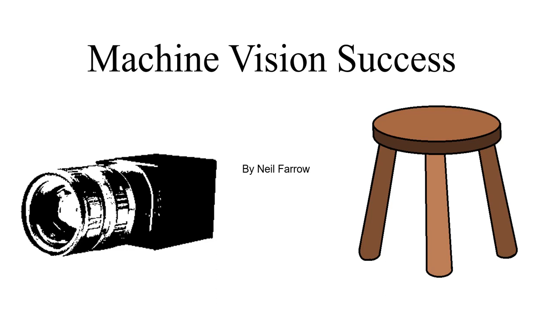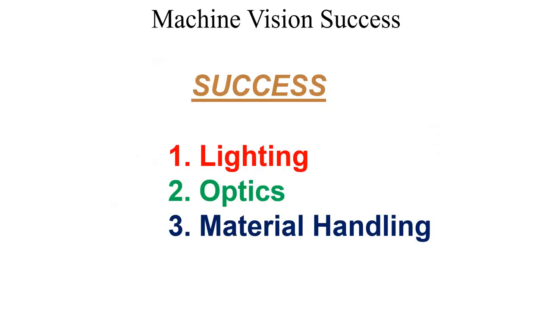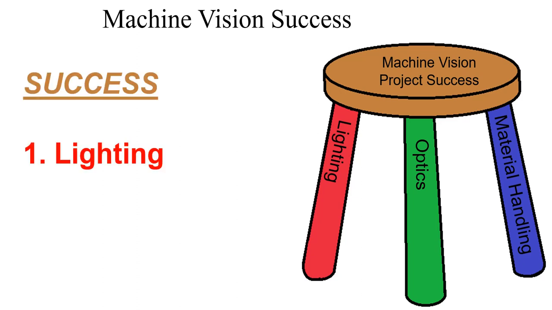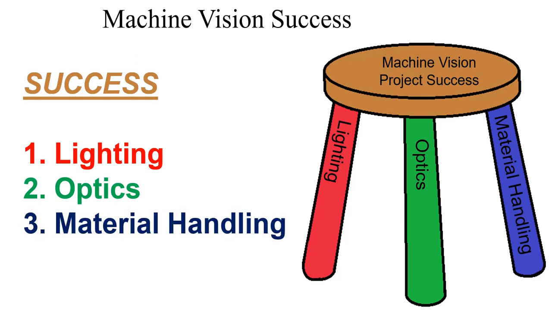This is a breakdown of successful machine vision applications. Successful machine vision applications have these three items done correctly. Notice that software tools and algorithms did not make the list. Much like a three-legged stool, machine vision success depends on lighting, optics, and material handling. If you don't have any one of these, the stool will fall over.